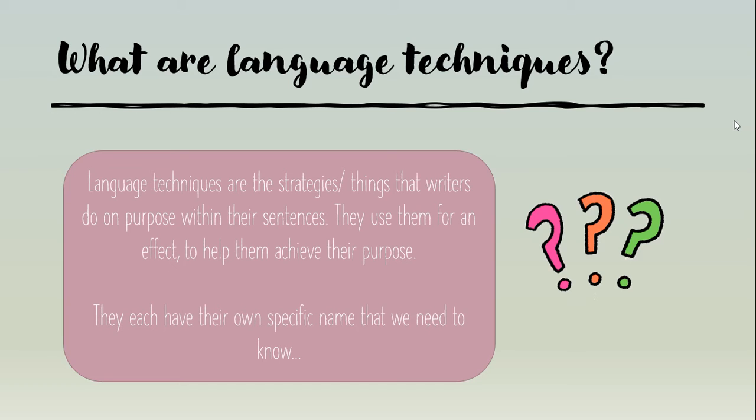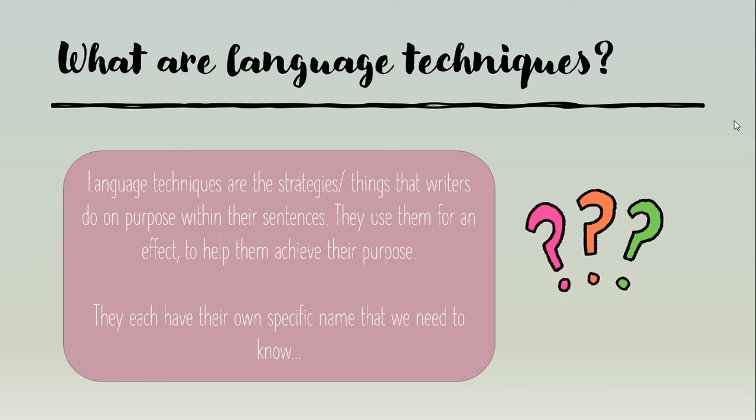Language techniques are where we are looking at what the writer is doing within a sentence. So, the writer is trying to achieve some kind of purpose. They might be trying to persuade you, to inform you, to share their views, for example, and they are going to find ways to do that using the words in their sentences. And they are going to use certain strategies or techniques within those sentences to achieve their purpose.